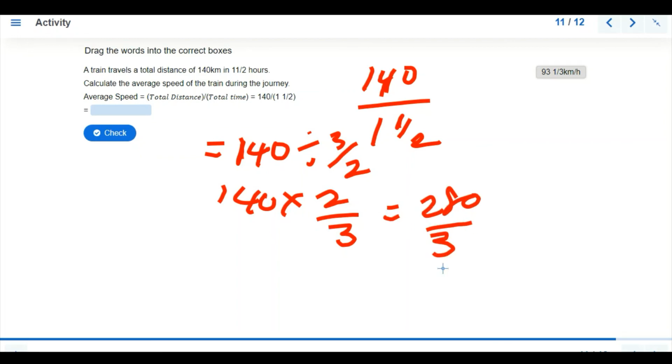Which is 280 divided by 3. How many times can 3 go into 280? It's going to give us 93 whole number 1 over 3. So that is the speed measured in kilometers. So with this, the answer for this question is 93 whole number 1 over 3 kilometers.